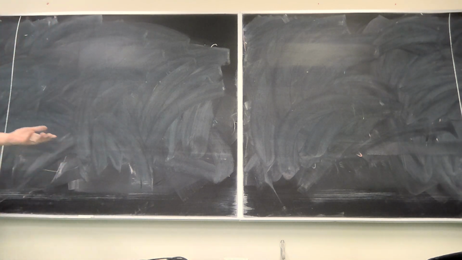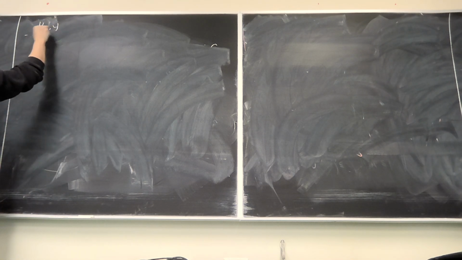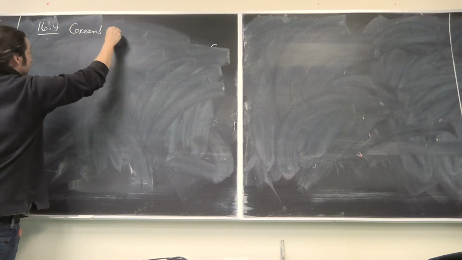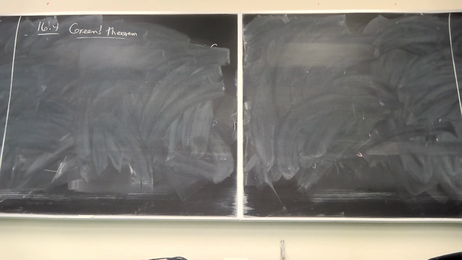So with that said, we are beginning with 16.4, which is a chapter called Green's Theorem. All right, so Green's Theorem is maybe the most important theorem in this last third of the course material. It is a computational tool. It's a very powerful theoretical tool.